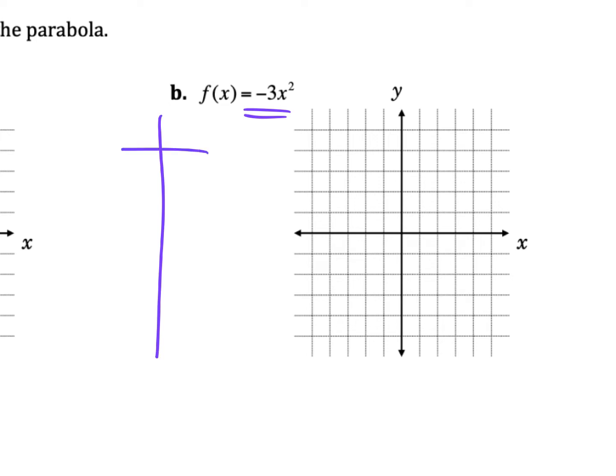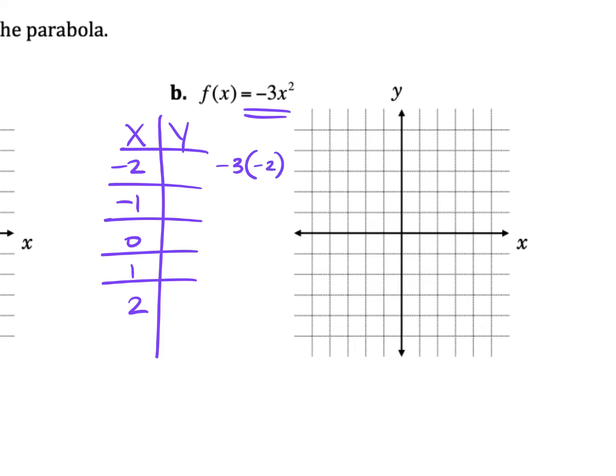So make your T-chart, X and Y, and we're going to go -2, -1, 0, 1, and 2. So this is -3 times -2 squared. What do you get? -12. Okay. Then you do -3 times -1 squared. So -1 squared is 1 times -3 is -3. -3 times 0 squared is 0. Plug in your 1, you'll get a -3. Plug in your 2, you'll get a -12.